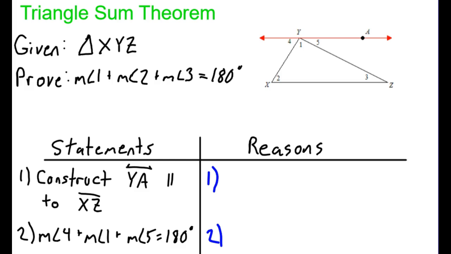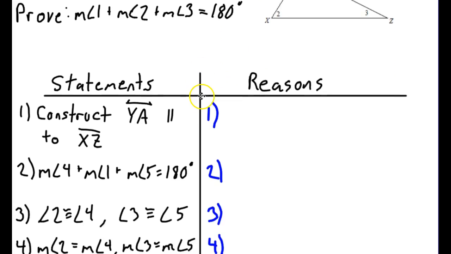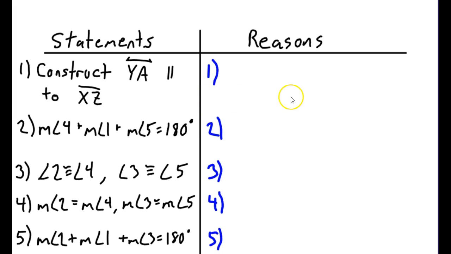Now we're going to go through a proof that shows why the triangle sum theorem is always true. So our given is we have a triangle XYZ. What we're trying to prove is that if we add the measure of angle 1 plus the measure of angle 2 plus the measure of angle 3, that sum will be 180 degrees. Alright, so again, we're going to do a two-column proof. Our statements and our reasons.